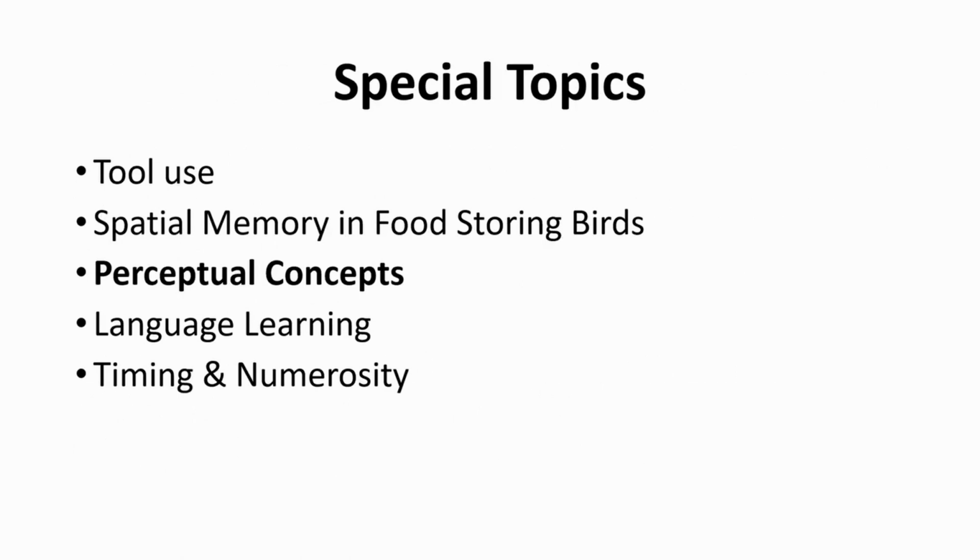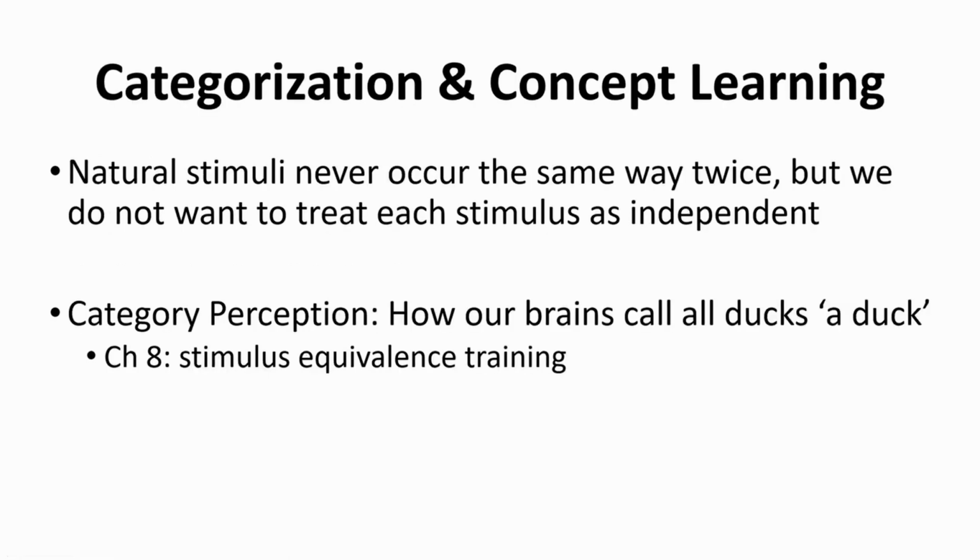Okay, so next we are going to talk about perceptual categories, and specifically forming and using perceptual categories. So we can talk about categorization and concept learning, and we're going to find very, very quickly that this is actually fairly similar to something that we've already talked quite a bit about. So, for example, back in Chapter 8, we talked about stimulus equivalence training, where you would generalize your responding from one thing to multiple things that were fairly similar to the first thing. So that's closely related to categories.